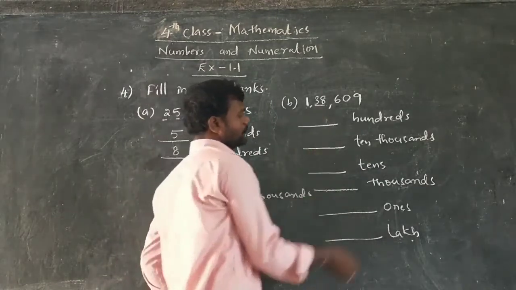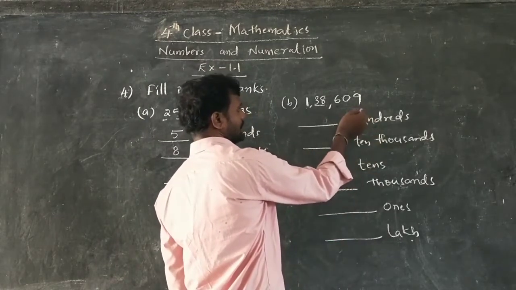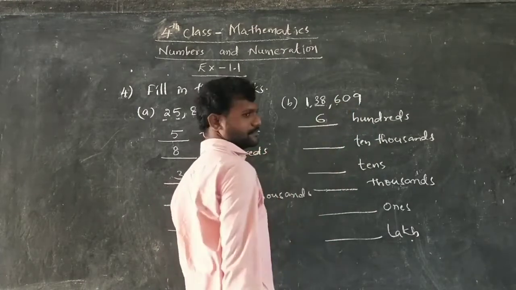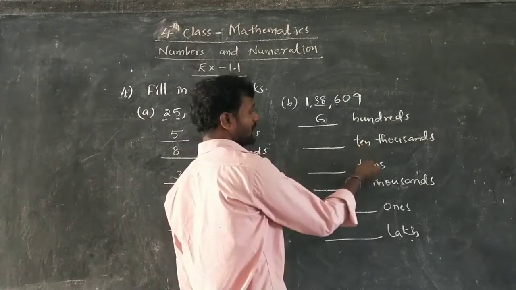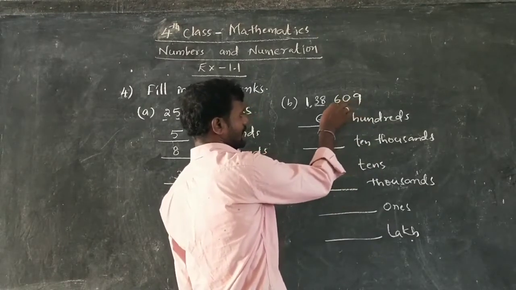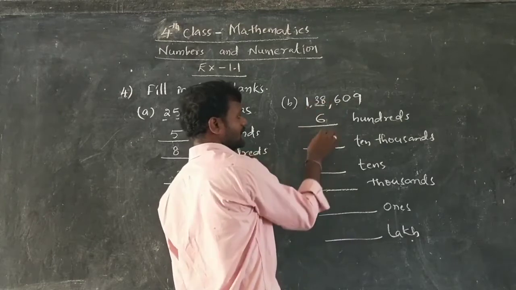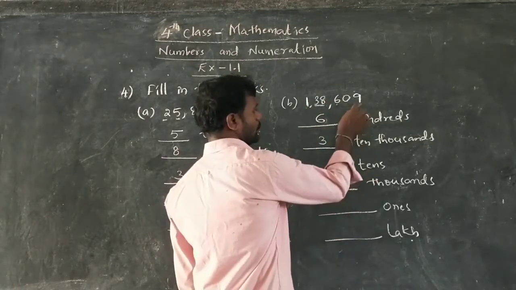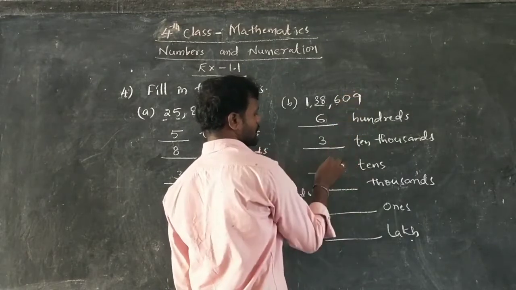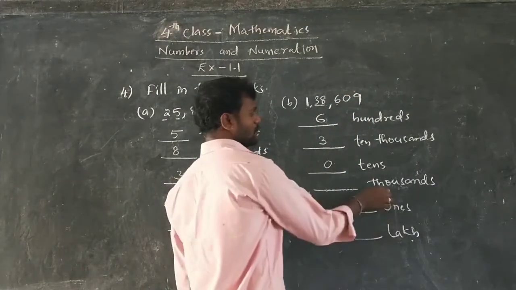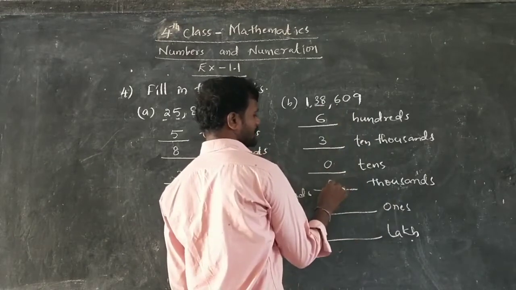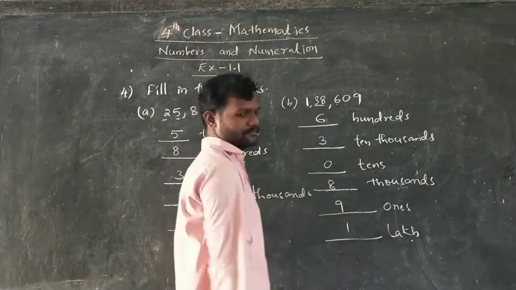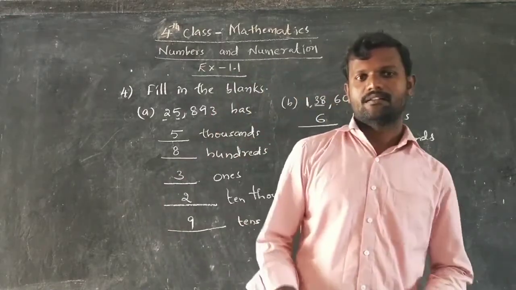So just write them. Hundreds. What is in hundreds? Ones, tens, hundreds. 6 is in hundreds place. So 600. 10,000s. How many 10,000s are there? Ones, tens, hundreds, thousands, 10,000. Which is in 10,000s? 3. So 3 10,000s. Next tens. Ones, tens. 0 is in tens place. So write 0. Thousands. What is in thousands place? 8. Ones. So 9. Lakh. 1. Okay. That is the fill in the blanks.